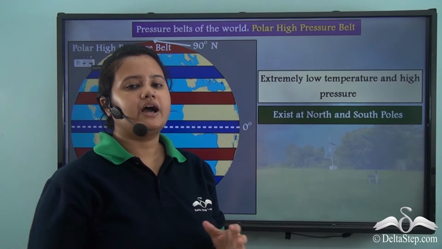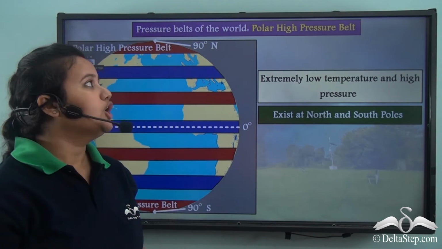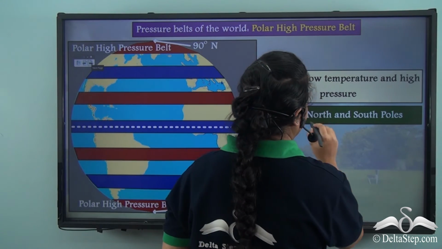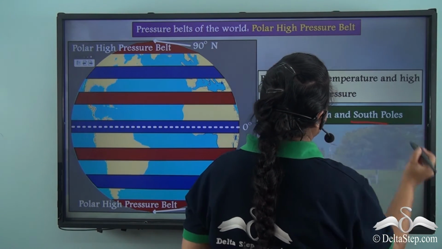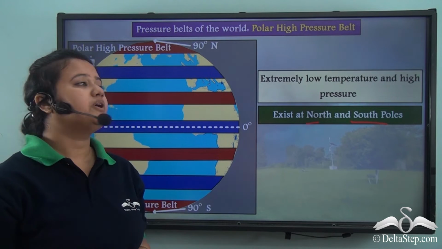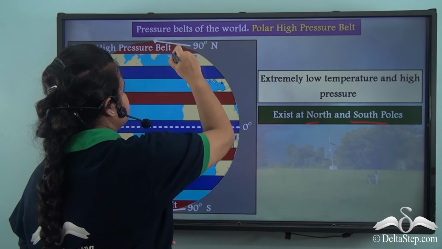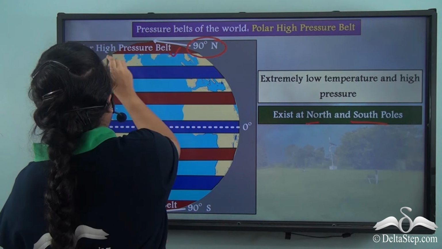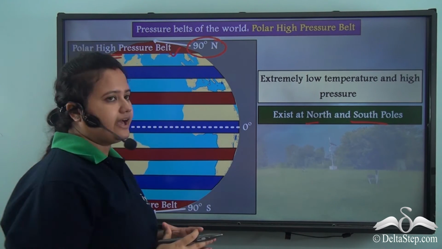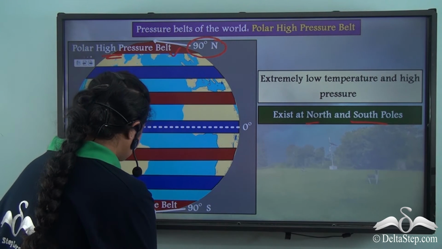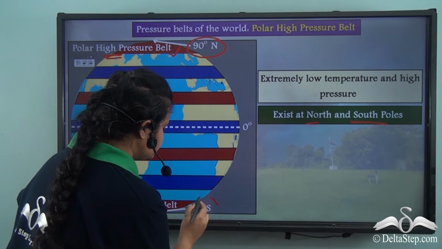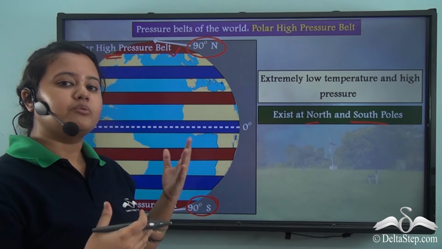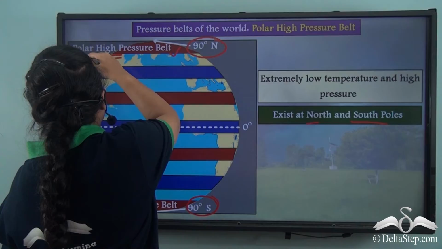Now, where is the polar high pressure belt found? The polar high pressure belt exists at the North Pole and South Pole. So in this globe, we can see that around the North Pole, a polar high pressure belt exists, and another polar high pressure belt exists around the South Pole. So the polar high pressure belt is found in both hemispheres.